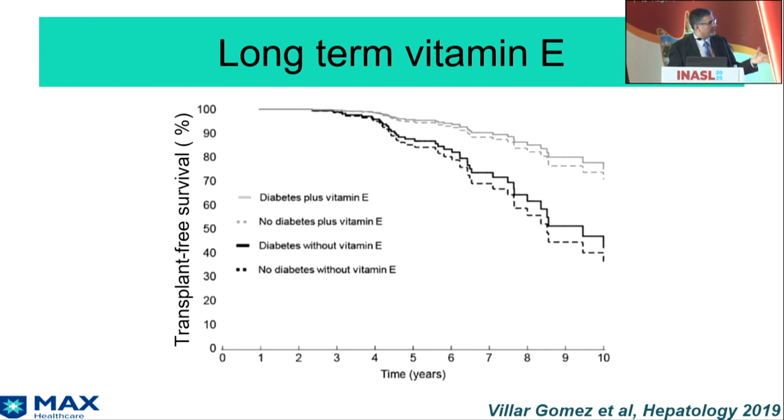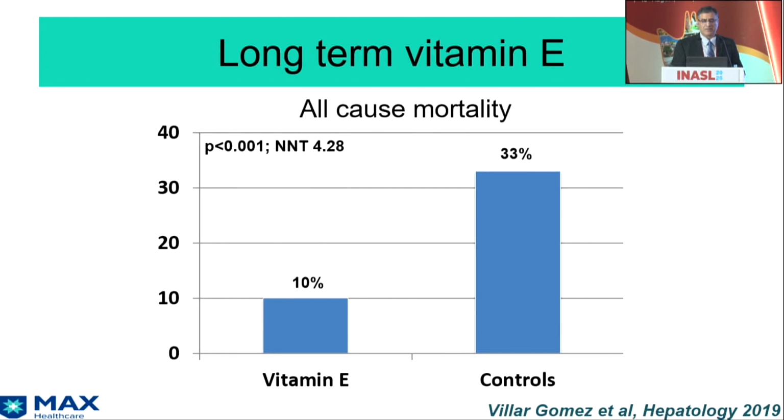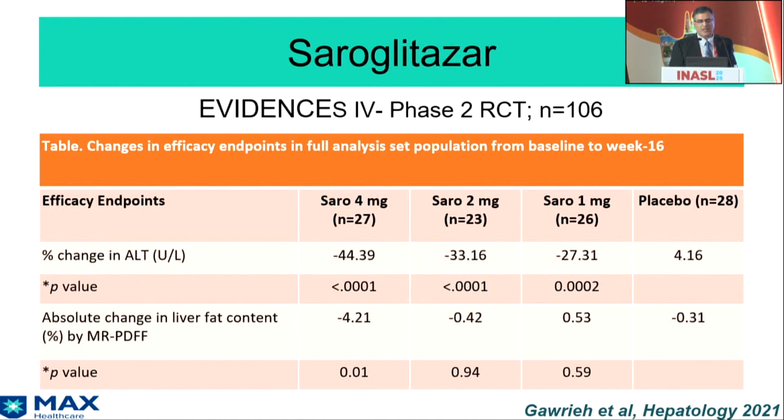effect on clinical outcomes. The transplant-free survival, both in diabetic and non-diabetic patients with NASH, was significantly better with long-term vitamin E use of at least a median of 5.6 years, and it also reduced all-cause mortality.